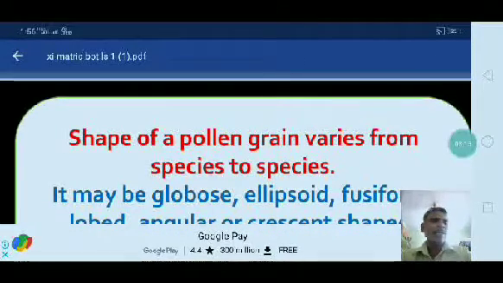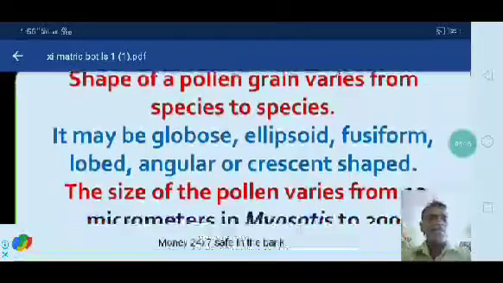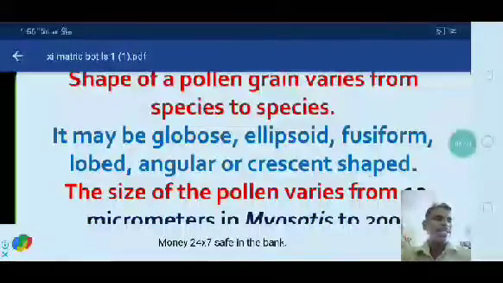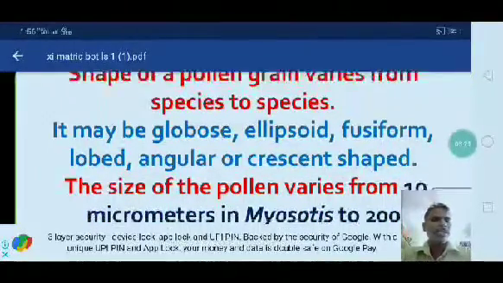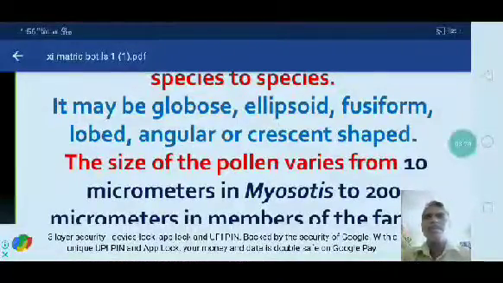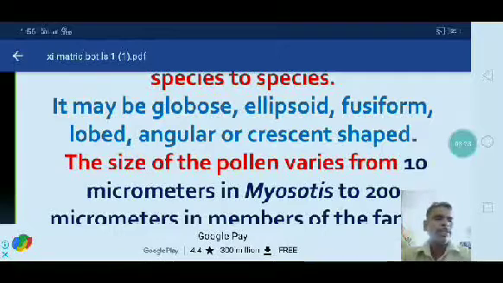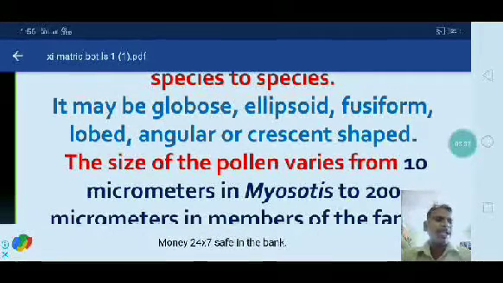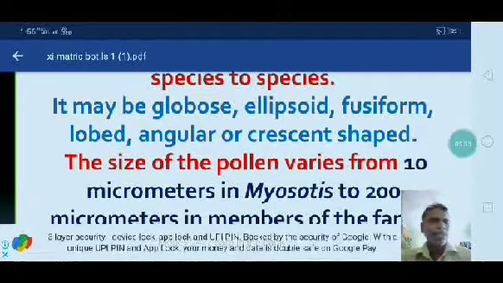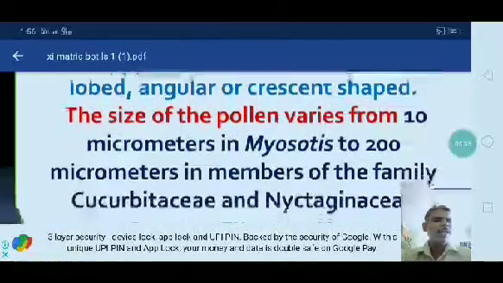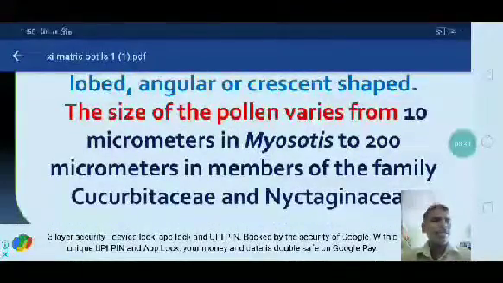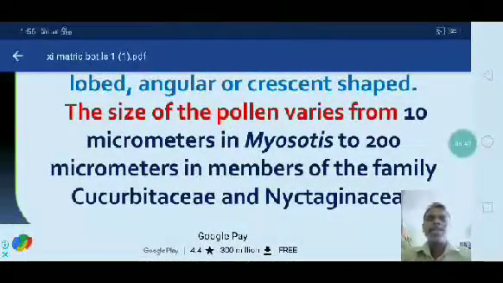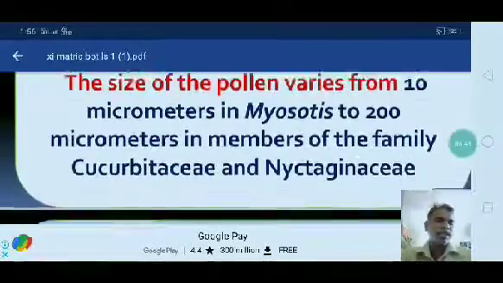It may be globose, ellipsoid, fusiform in nature, lobed, angular or crescent shaped. The size of the pollen grains varies from one organism to another. First, it is present in myosotis. What is the size of the pollen grain of myosotis? Only 10 micrometer in myosotis, and 10 to 200 micrometer in members of families Cucurbitaceae and Nyctaginaceae.